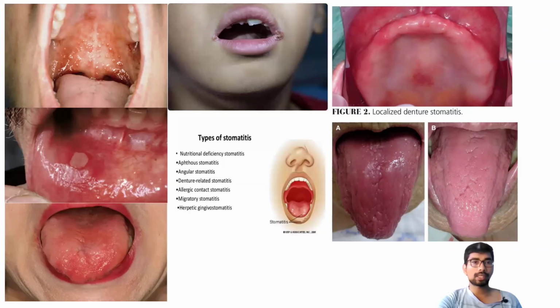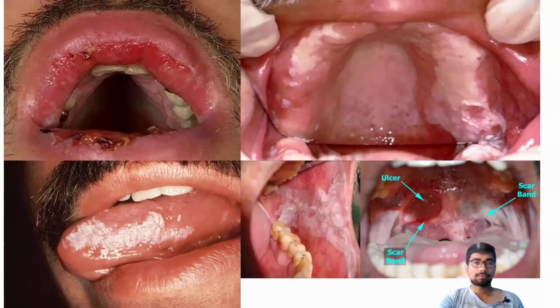So this is herpetic gingivostomatitis, and this is an aphthous ulcer due to stress, and this is nutritional stomatitis due to B12 deficiency. This is localized denture related stomatitis, and this is angular stomatitis, and this is nutritional stomatitis before and after treatment with B12. Bullous stomatitis in case of pemphigus. This is fungal stomatitis, oral thrush, and this is hairy leukoplakia due to HIV infection, and this is submucosal fibrosis, and this is an advanced case of submucosal fibrosis.